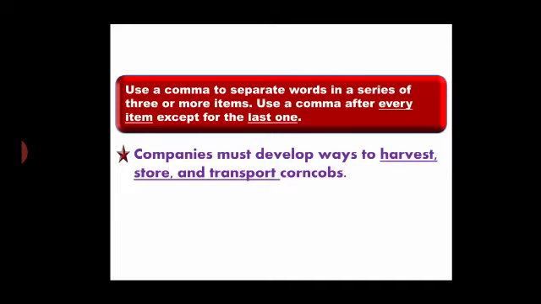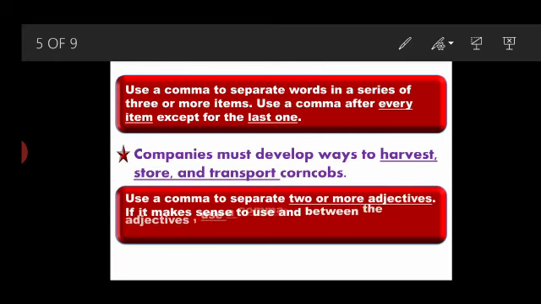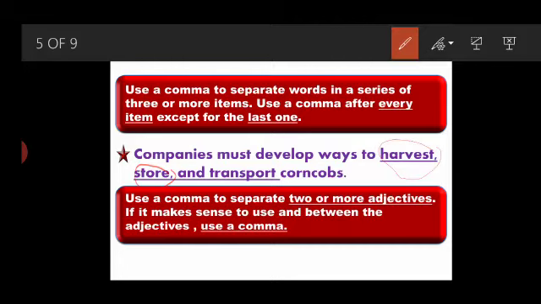Look at this example to think with me. When I say companies must develop ways to harvest, store, and transport corn cobs. How many verbs do you see here? Follow me. I have 1 verb, right? 2, 3. So I have 3 verbs: harvest, store, transport. To separate them, I have to use the comma.